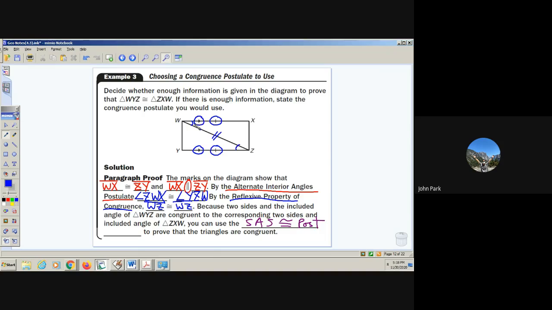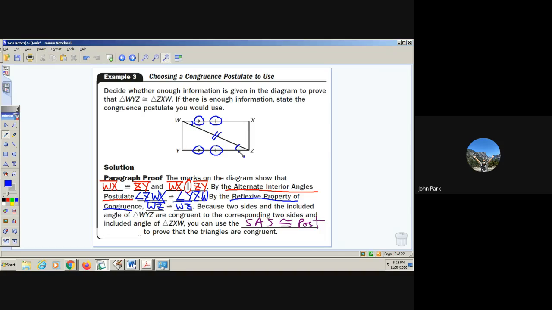And so this angle here, XWZ or ZWX, is congruent to this angle YZW, because that's the alternate interior angles postulate, right? So the alternate interior angles are congruent. And so we could establish those two angles are congruent. And then we already know that WX is congruent to ZY because it's marked with one slash, right? So we got angle, we got the side. So then the next side is in the middle right here.